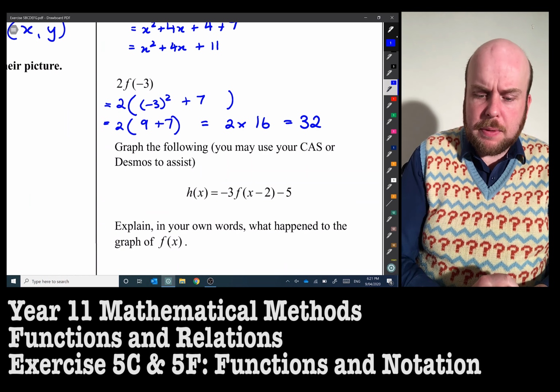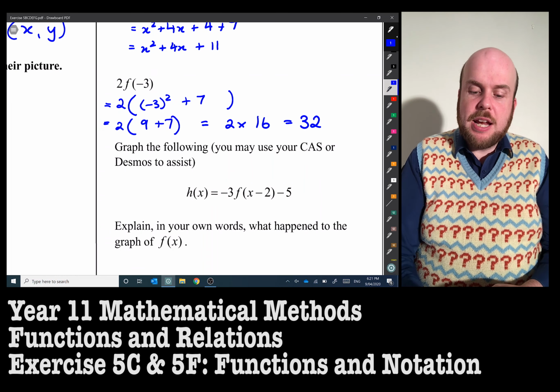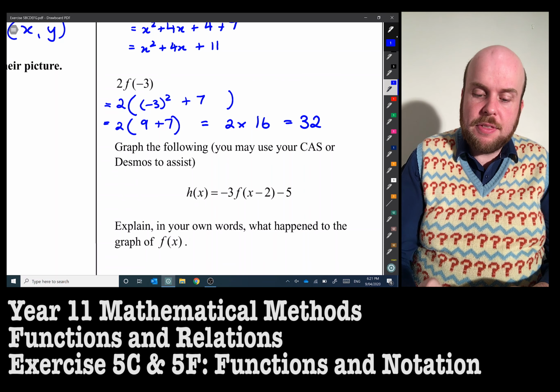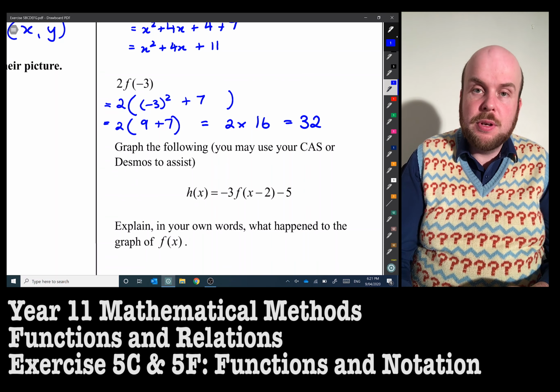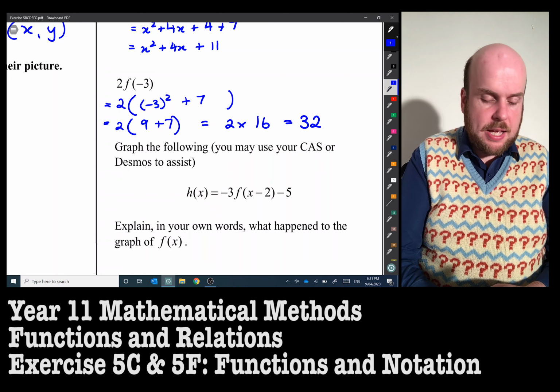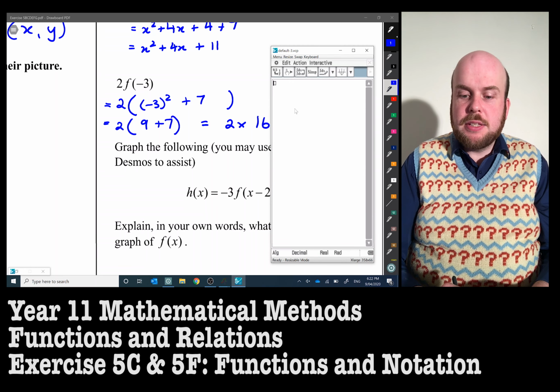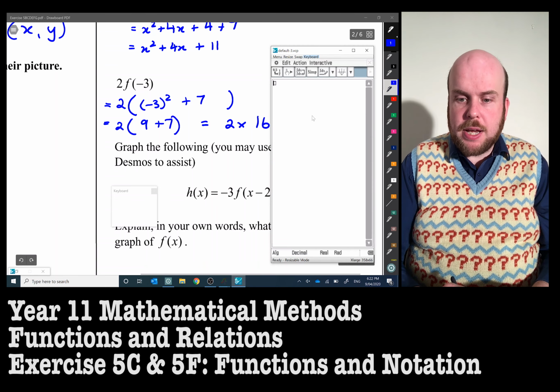To graph the following, you may want to use your CAS or Desmos to assist. We've got the function h of x is equal to negative 3 f of x minus 2, minus 5. So we could do exactly that. In the main, I'm going to go and get the keyboard out.